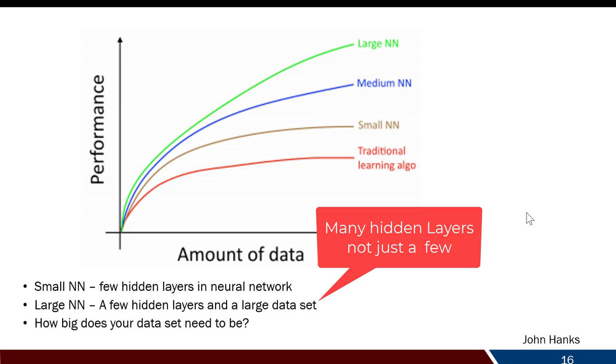All right, so this definition of deep learning, just a little more detail about that. When we talk about a small neural network, you have a few hidden layers in the neural network, and in a large neural network, you have a large number of hidden layers as well as a large data set. The Google skin cancer application had nearly 170,000 images. So your data has to be relatively large.